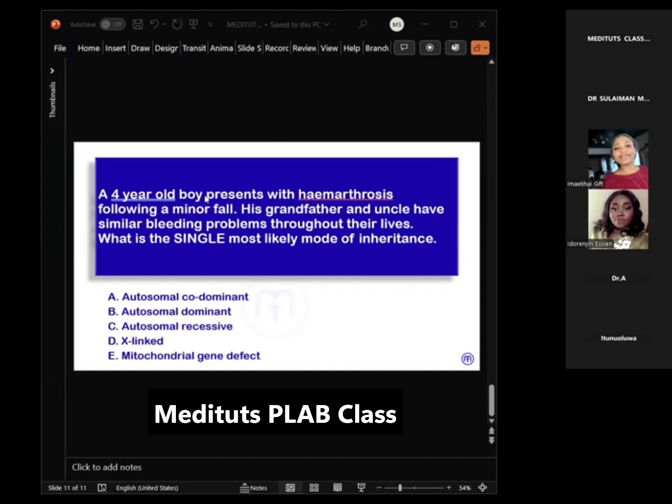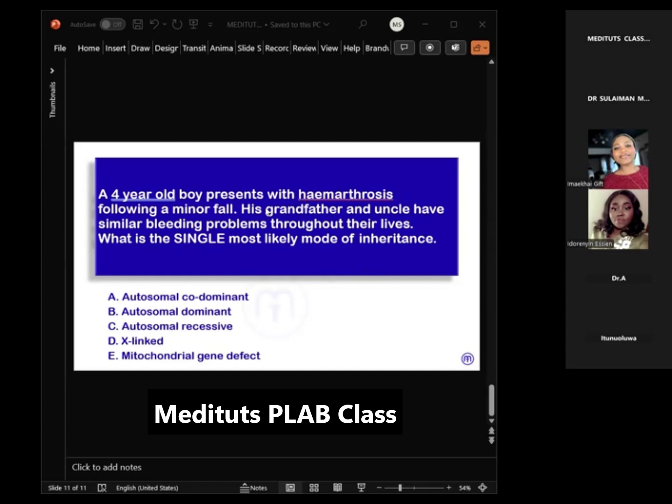A 4-year-old boy presents with hemarthrosis following a minor fall. His grandfather and uncle have had similar bleeding problems throughout their lives. What is the single most likely mode of inheritance? So, doctors, hemarthrosis following a minor fall, what does it tell us? That there is a bleeding disorder. Yes, a bleeding disorder, meaning the patient is bleeding into his joint.